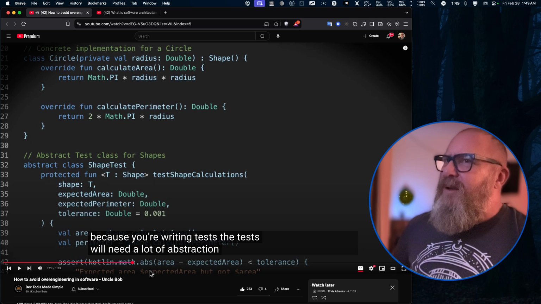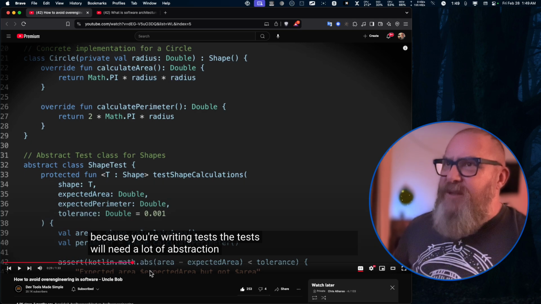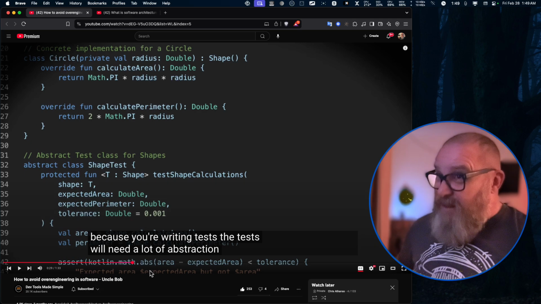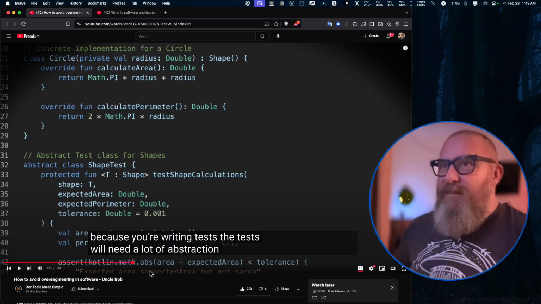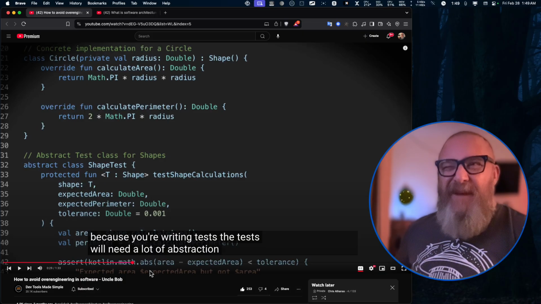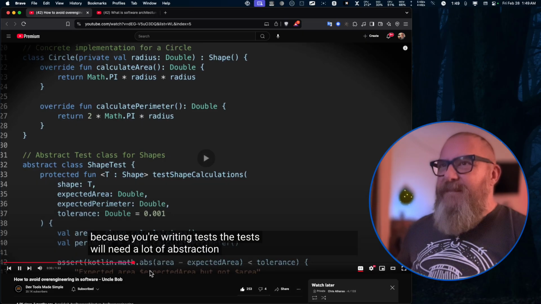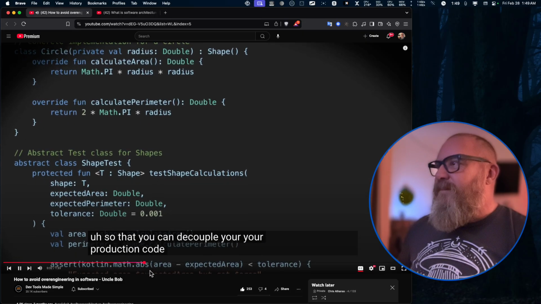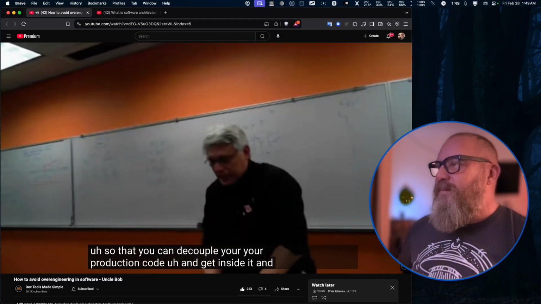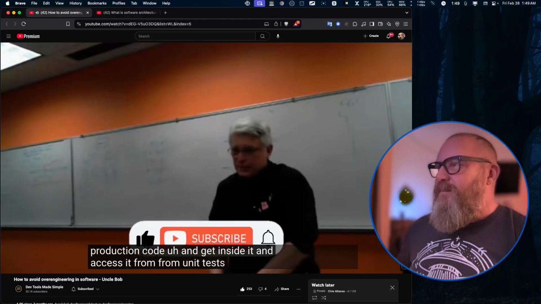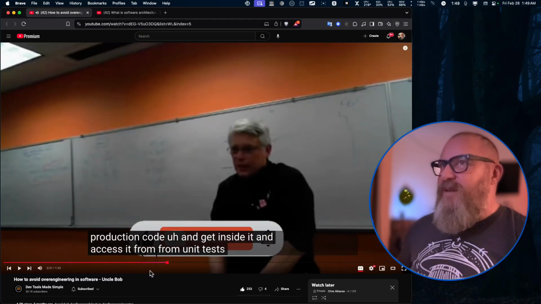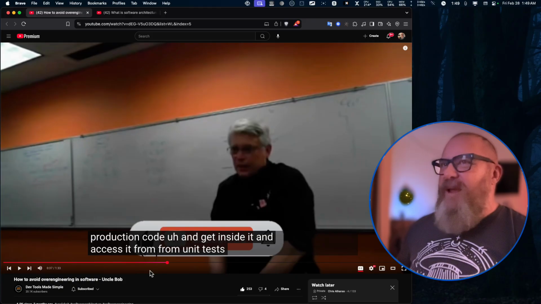Why will the tests need abstraction? Because you put them behind interfaces and you're making mock stubs of them. Why, Bob? So that you can decouple your production code and get inside it and access it from unit tests. Okay, so interfaces on things, but that's okay.